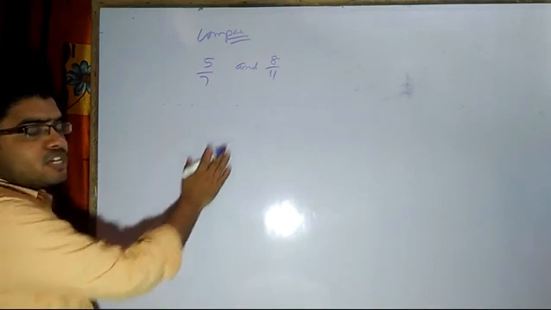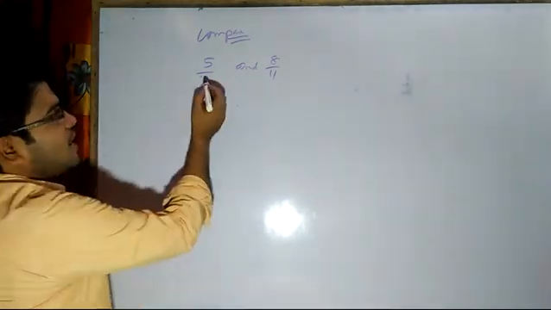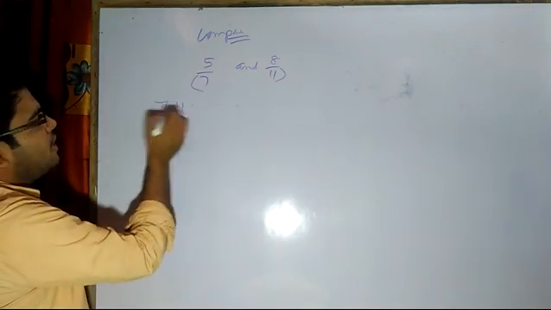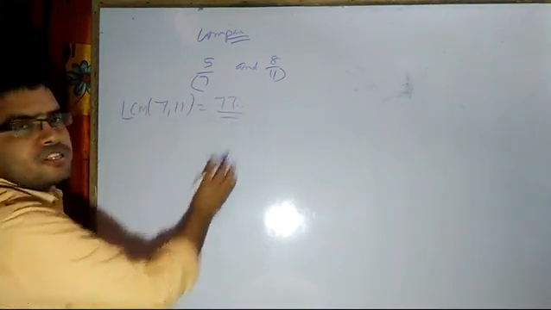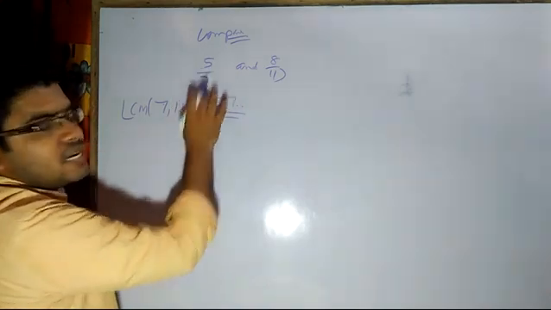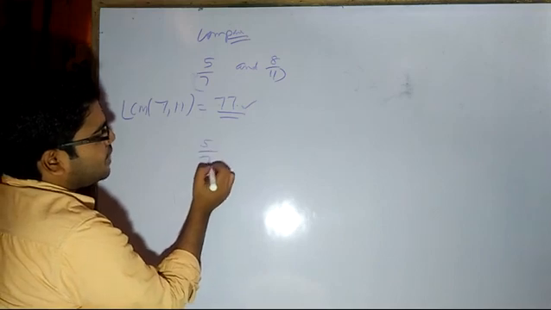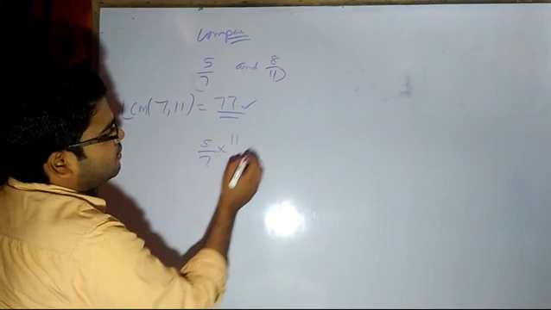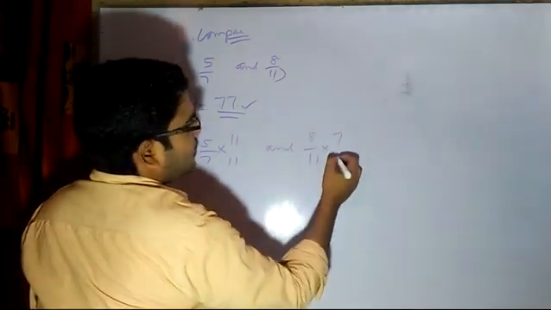The first method, and I feel that it is the easiest method, is to take the LCM of the denominators, that means 7 and 11. LCM of 7 and 11 will be 77 obviously. Now you try to convert the denominator to 77. So how will you convert 5/7? You want 77 here, so you multiply with 11, and you multiply 8/11 with 7 over 7.